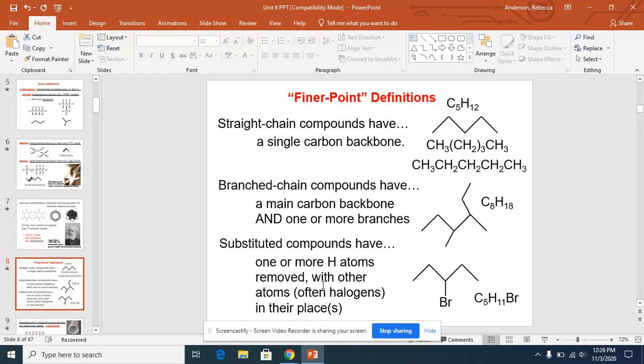And then substituted compounds have one or more H atoms replaced with other atoms, often halogens, so like your fluorine, chlorine, bromine, iodine, those in that specific column. Those typically are the ones that substitute. So here, on this line right here, instead of that being a carbon, it's a bromine.